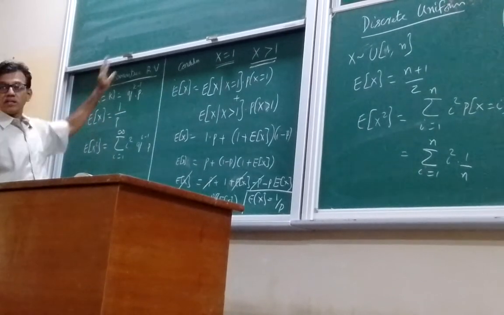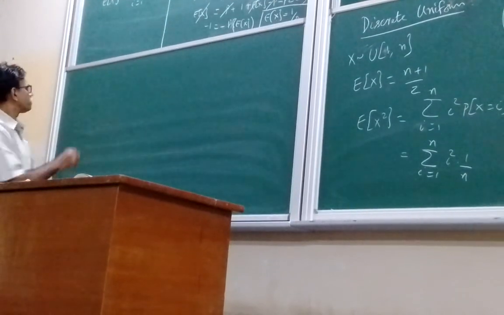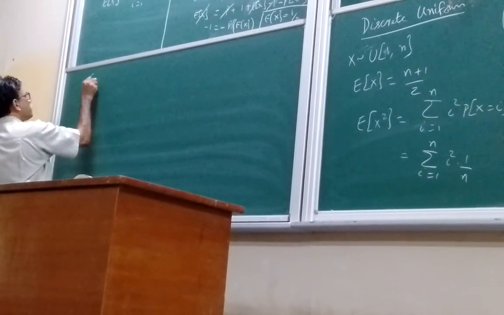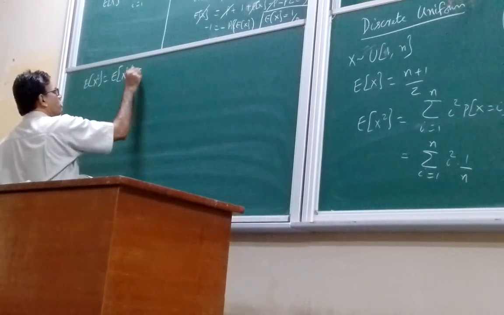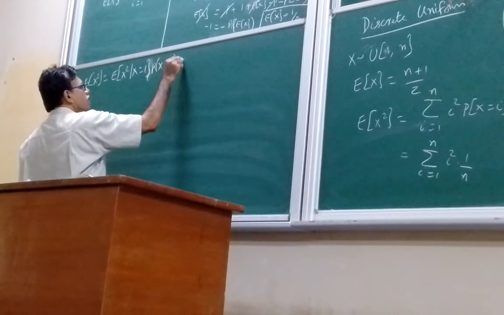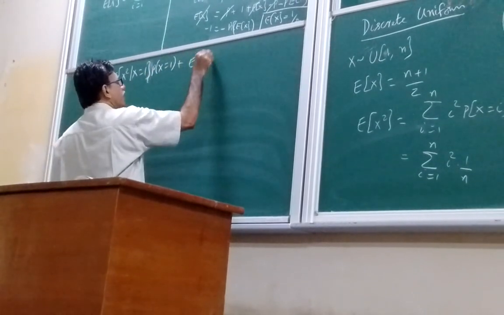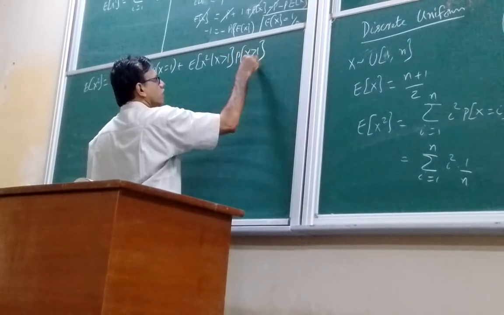That is nothing but this one. But now we will use the same technique for the other one. E of x squared is equal to E of x squared given x equal to 1, into the probability that x equal to 1, plus E of x squared given x greater than 1, into the probability that x is greater than 1.